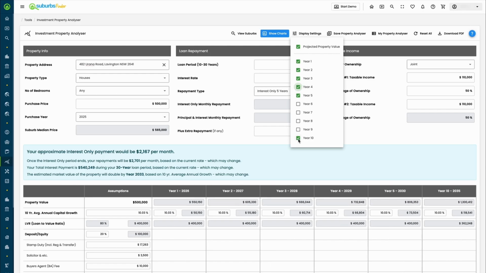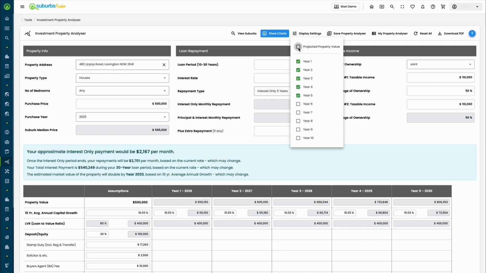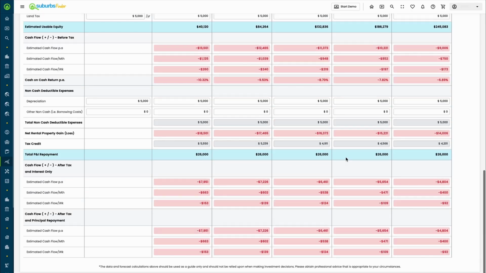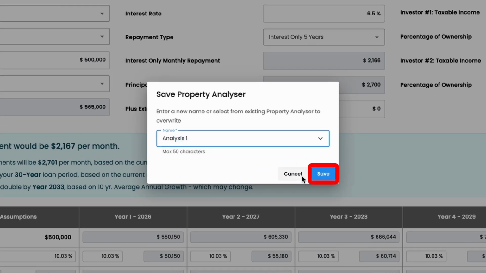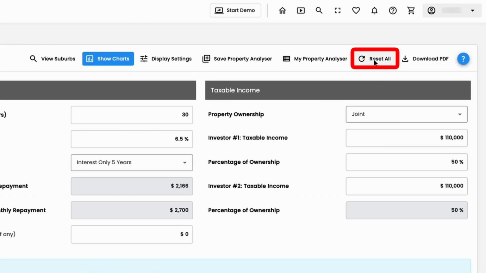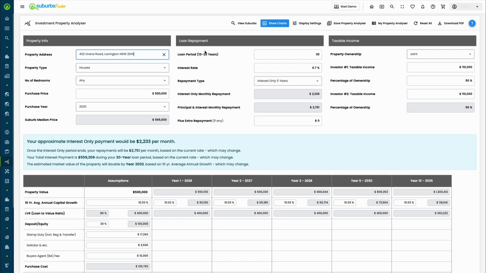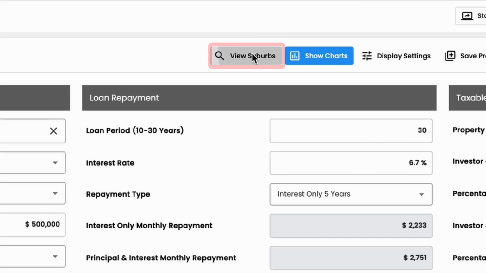You can also play around with the display settings. Choose which years to show in the table, toggle projected property value on or off, or focus only on the data that matters to you. You can also save your analysis into My Property Analyzer, reset all inputs with one click, or export everything into a detailed PDF report. And if you're happy with the numbers, click View Suburbs.